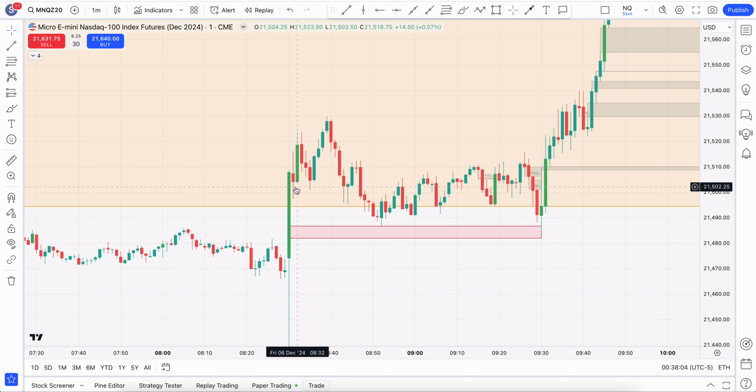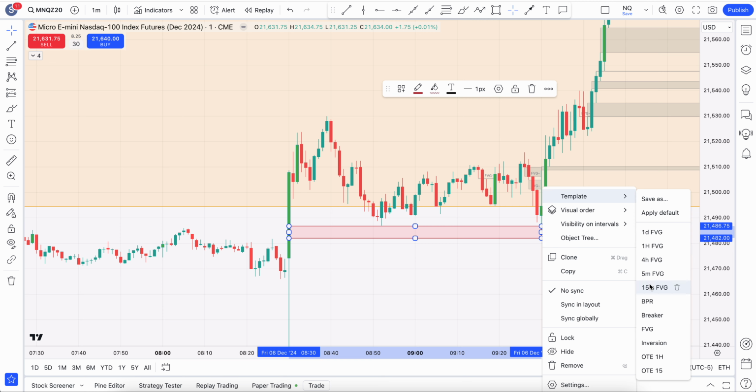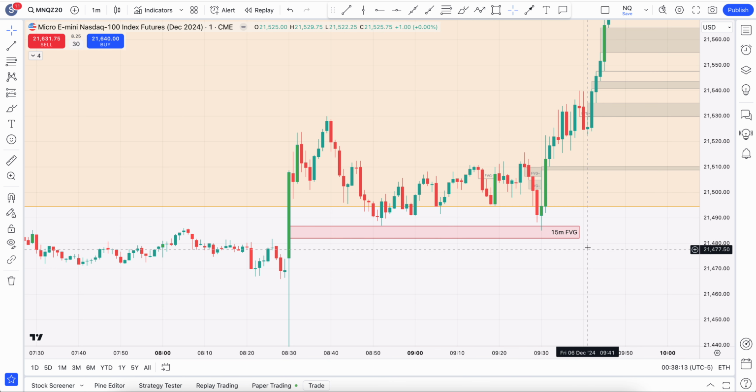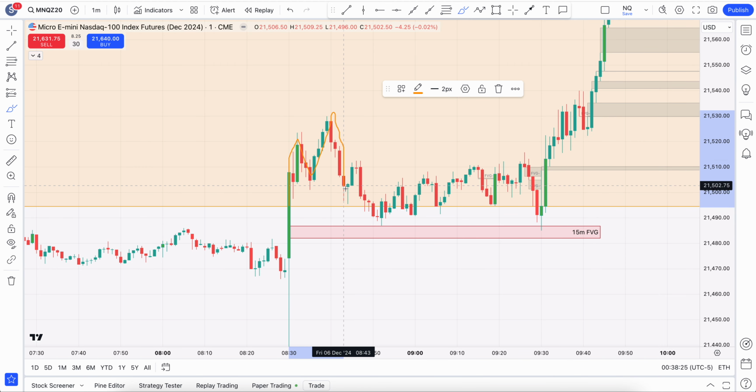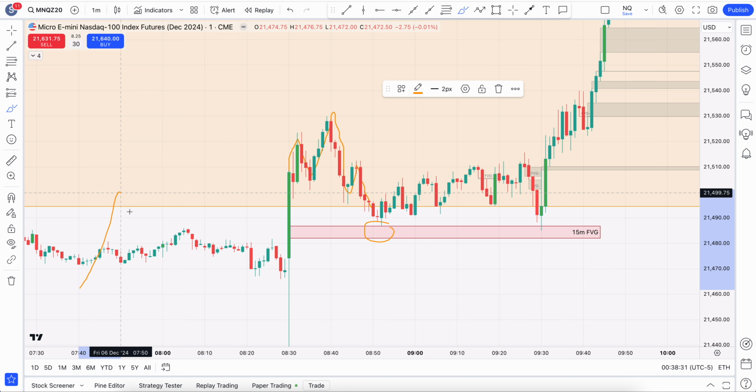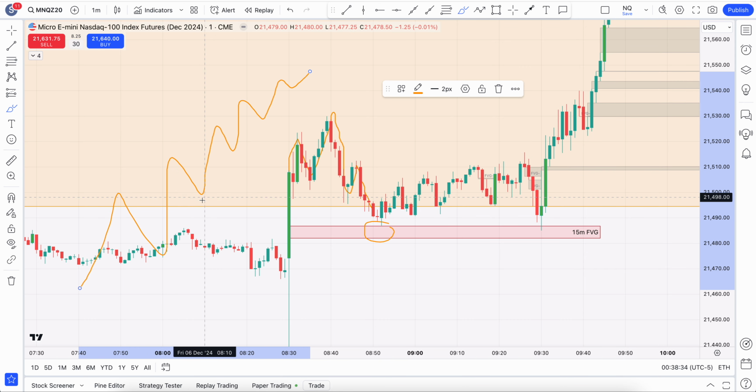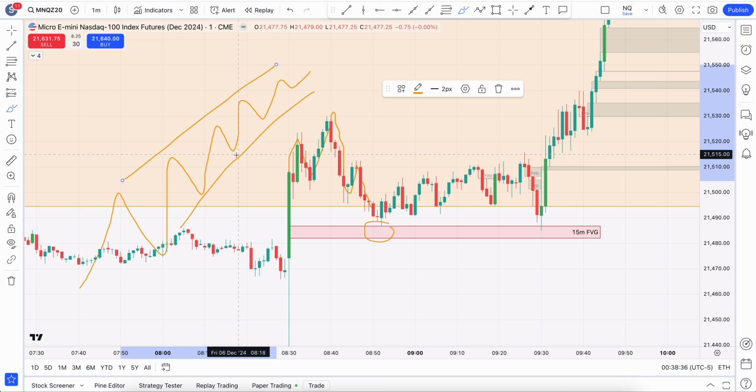So price went up, created this 15-minute fair value gap. This is the 15-minute fair value gap, and price came back down. So this is important, guys. Price went up, and then slowly it climbed back down into the fair value gap. Now already we are in an uptrending market on Friday, and before Friday we were trending to the upside. So because the order flow is to the upside, we're more likely to trade along. We're more likely interested in going long than going short.